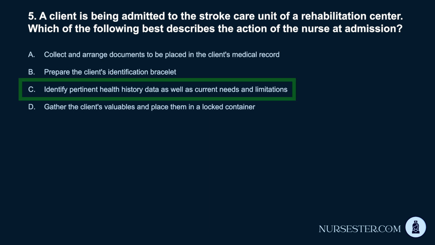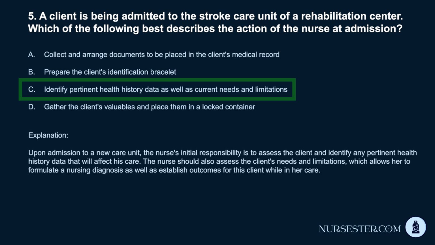Correct answer: C. Identify pertinent health history data as well as current needs and limitations. Upon admission to a new care unit, the nurse's initial responsibility is to assess the client and identify any pertinent health history data that will affect his care. The nurse should also assess the client's needs and limitations, which allows her to formulate a nursing diagnosis as well as establish outcomes for this client while in her care.